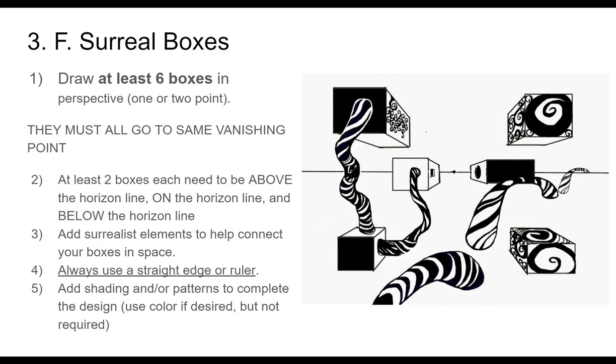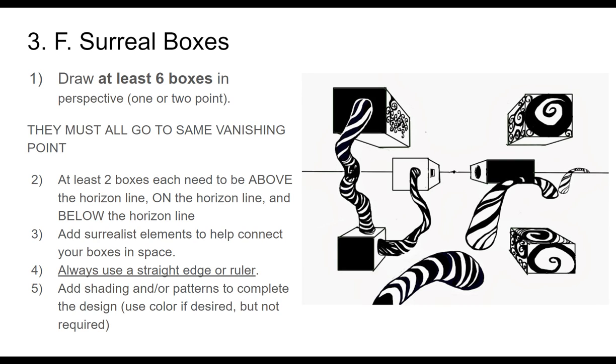Your second formative assessment then is going to be taking your knowledge of using the horizon line, the vanishing point, and vanishing lines, and you are going to create 6 surreal boxes. Now, a few requirements do follow this assignment. You need to have 2 boxes that are above the horizon line, 2 boxes on the horizon line, and 2 boxes below. Now, you don't have to just stick with 6 boxes. If this is easy for you, attempt to do more boxes or attempt different shapes.